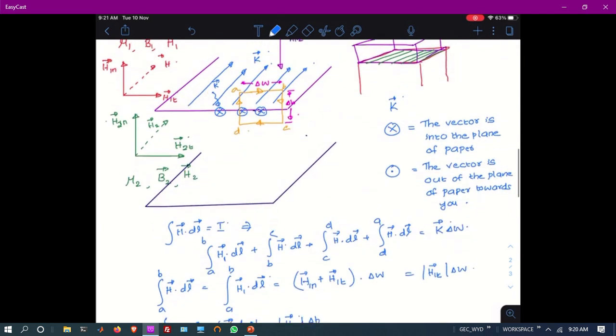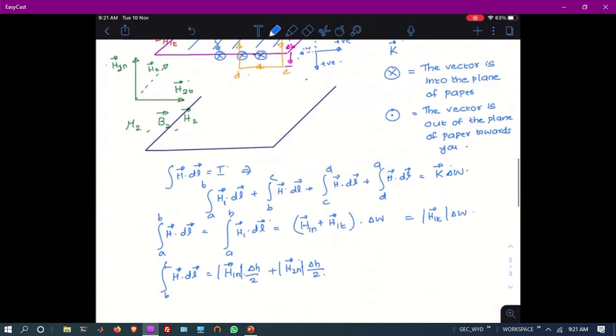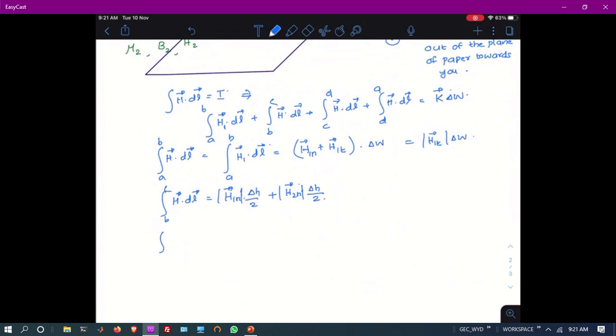Okay. So I am saying that this direction is positive and this direction is positive. So downward direction is positive, rightward direction is positive, all the opposite directions are negative. You can take it both ways, both are the same. Similarly, I can write the integral from C to D of H dot dl is equal to the magnitude of H2t multiplied by delta W.